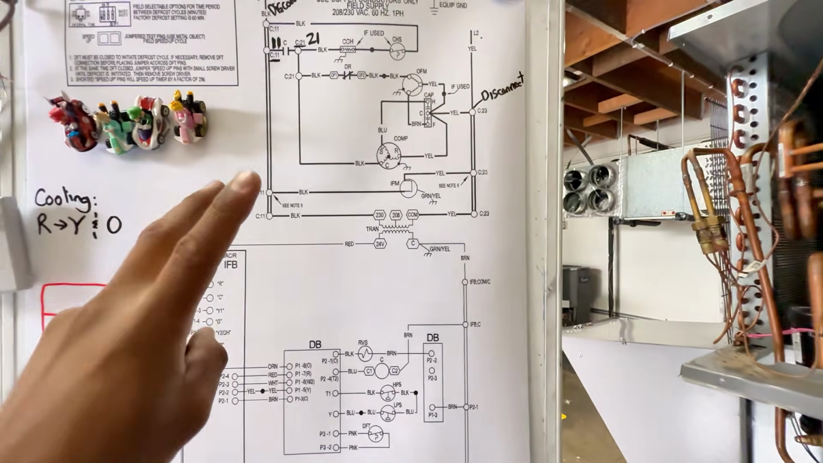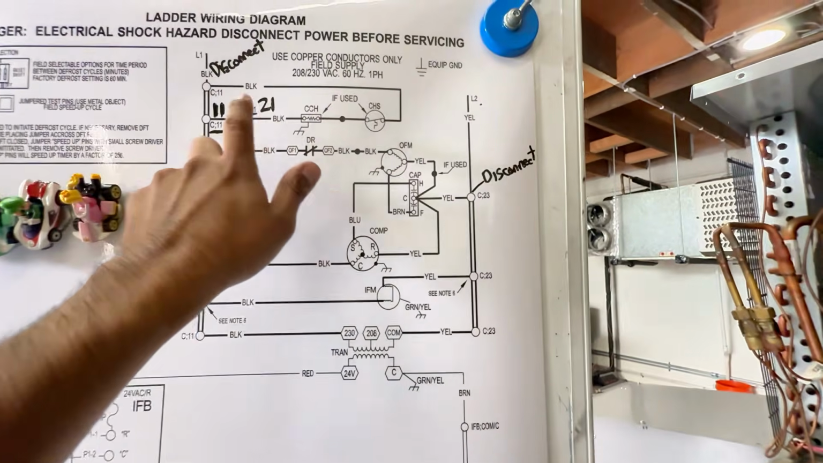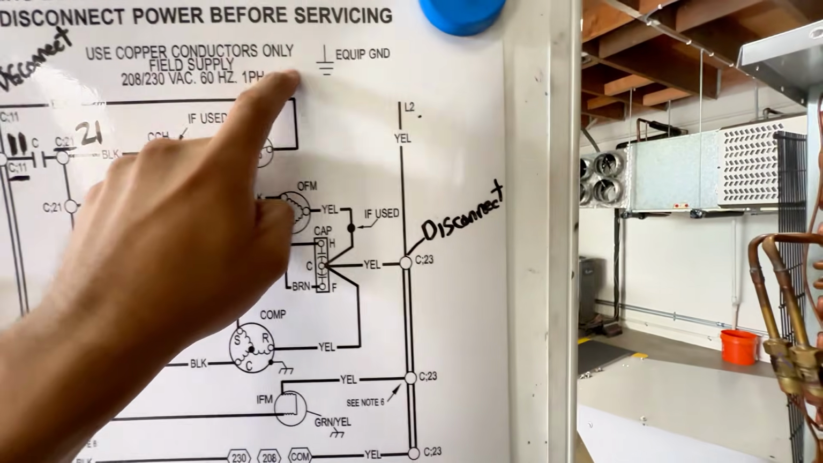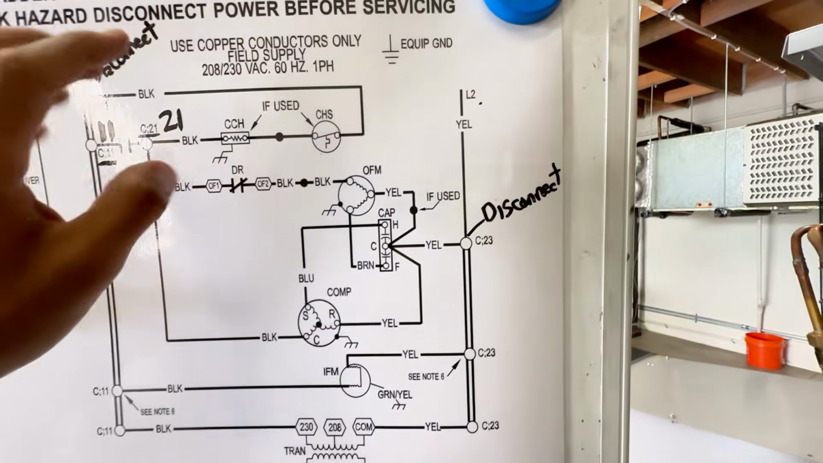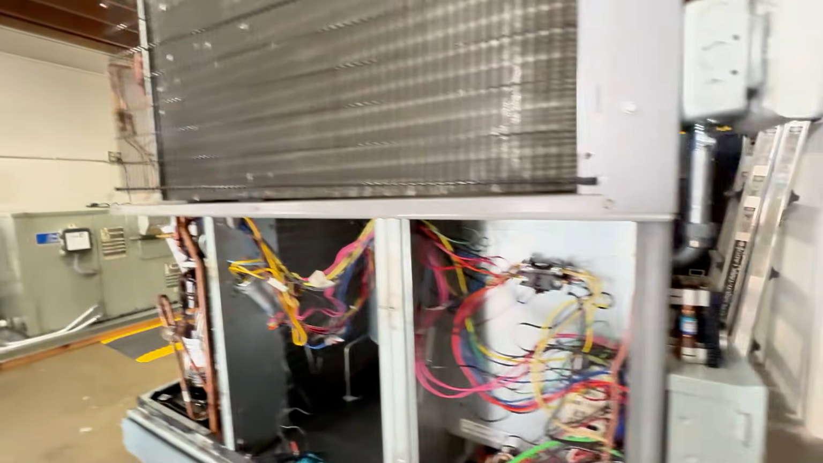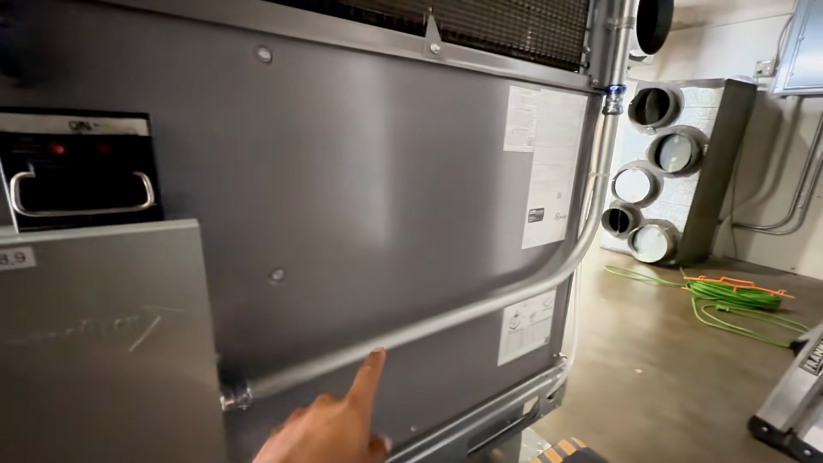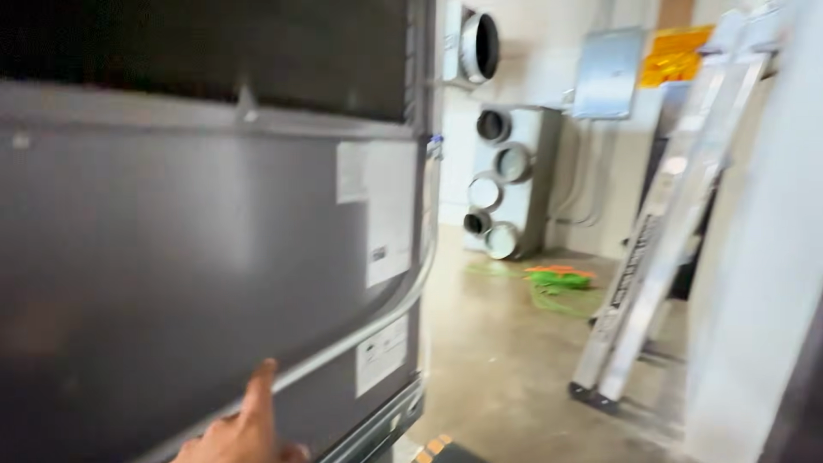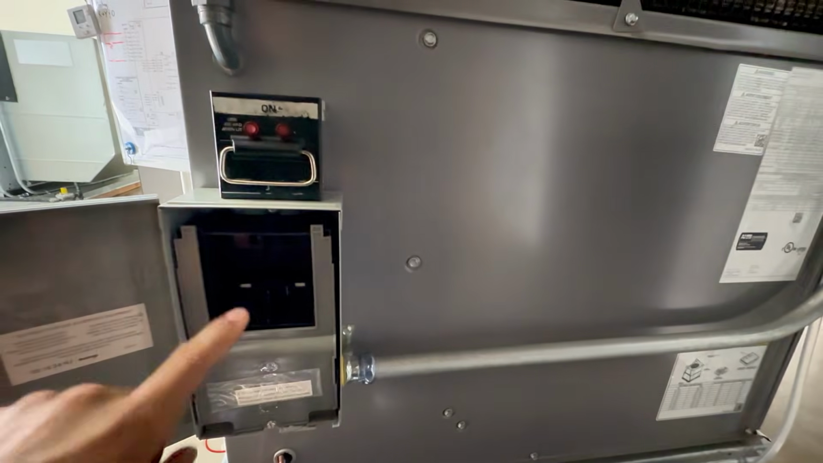The only two things you really have to worry about is landing your high voltage, right? You have your line 1 and your line 2 and then your ground. So where is that on the actual unit? Well, it's coming from here. This is your high voltage, right? This is coming from your breaker, from your panel there. And then it goes to my disconnect.